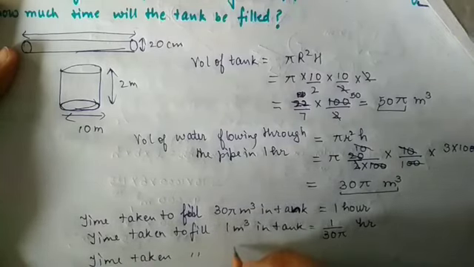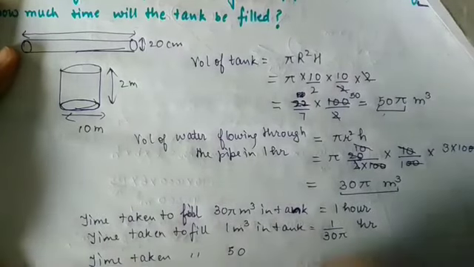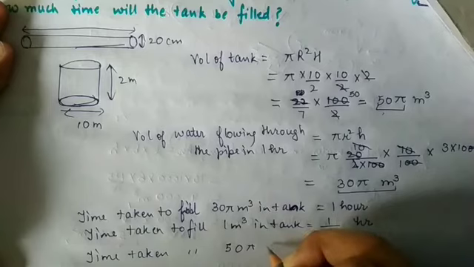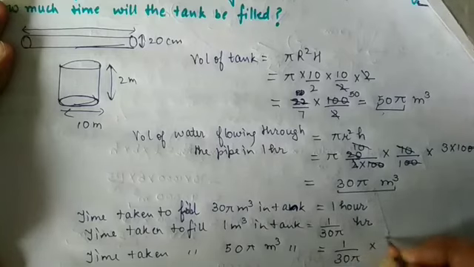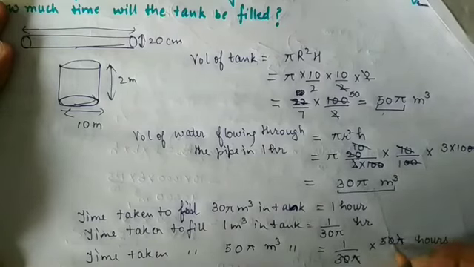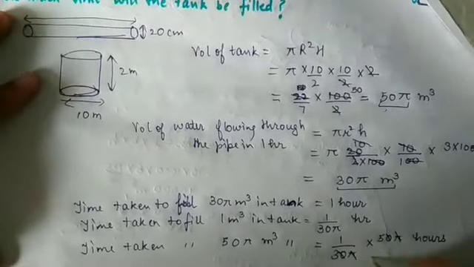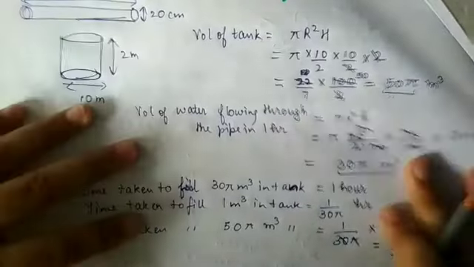And so time taken to fill 50 pi meter cube, because the volume of the tank is 50 pi. So time taken to fill 50 pi meter cube of water in the tank is equal to 1 by 30 pi into 50 pi hours. Okay, now you will cancel pi and 0 will cancel. You will get 5 by 3 hours, or you can convert it into minutes.